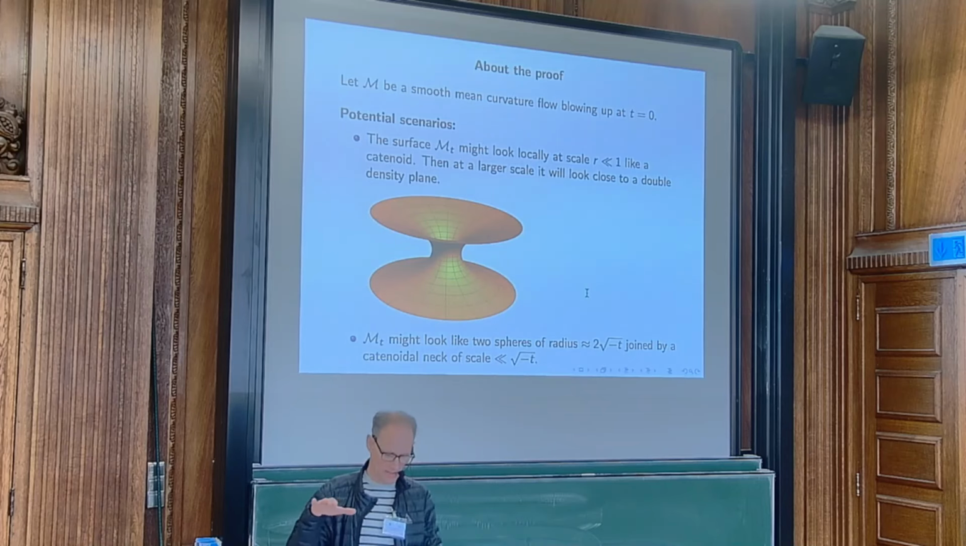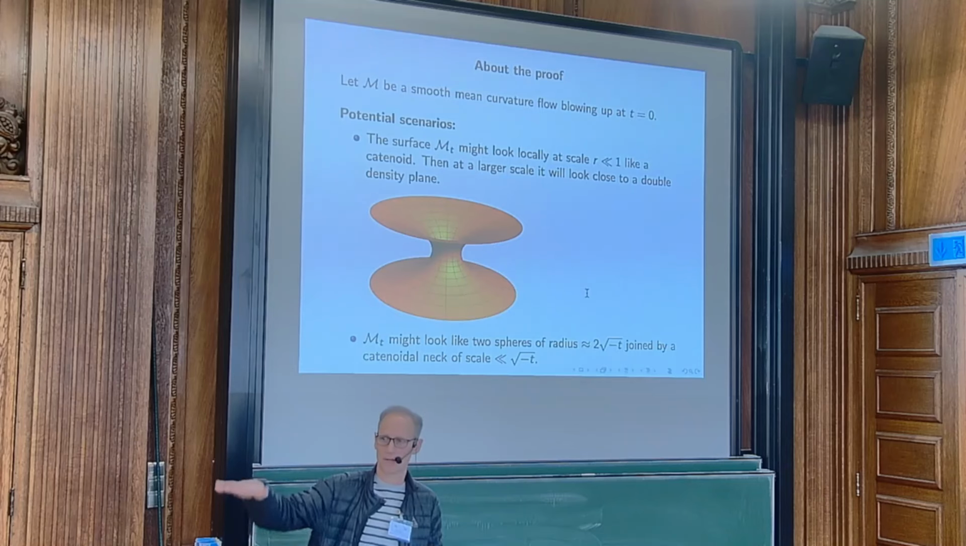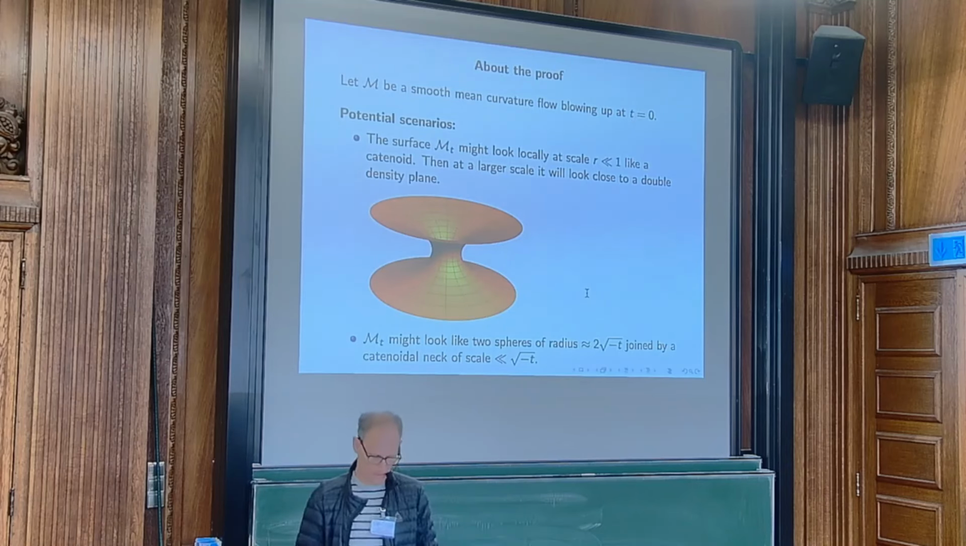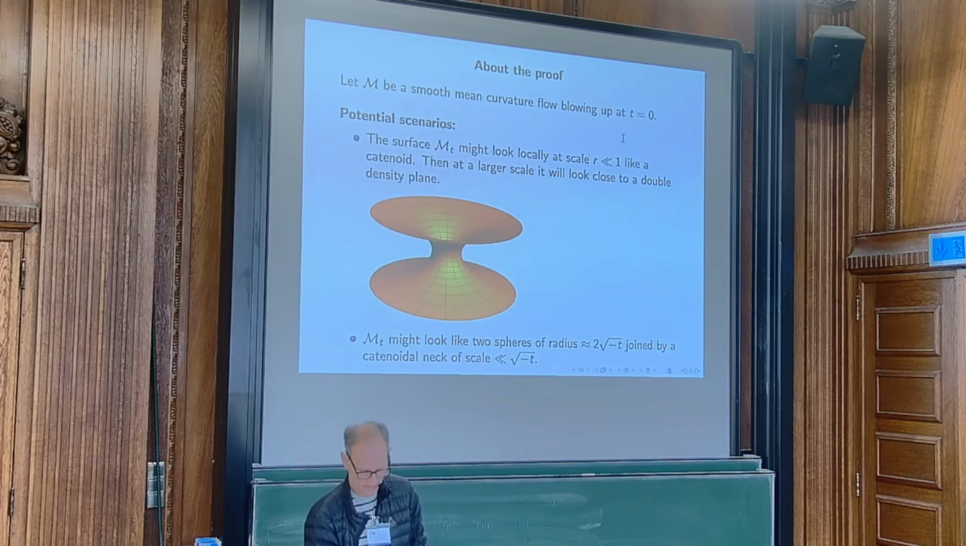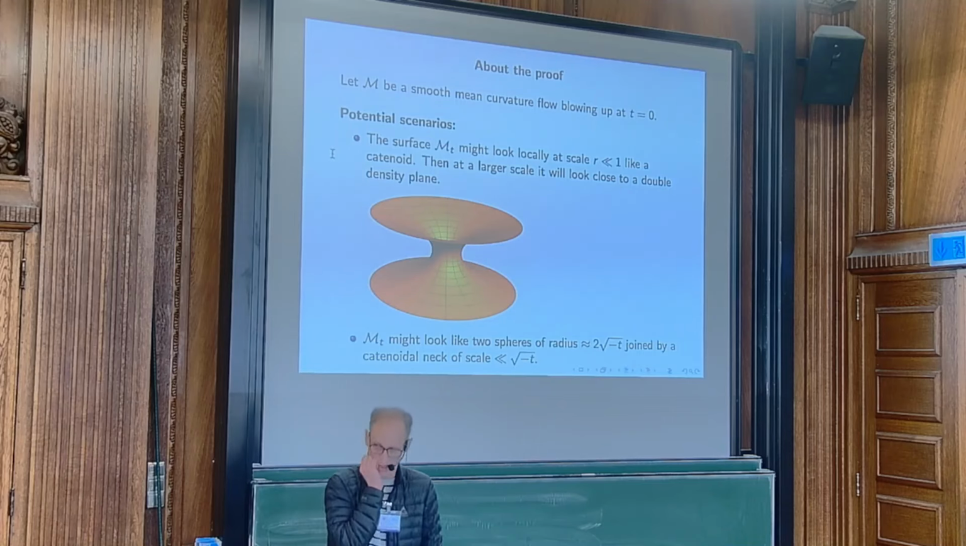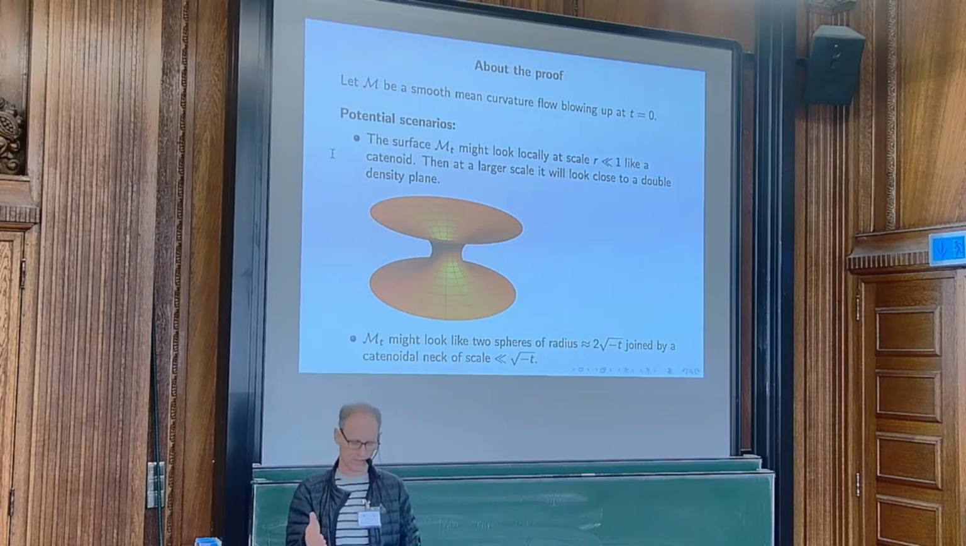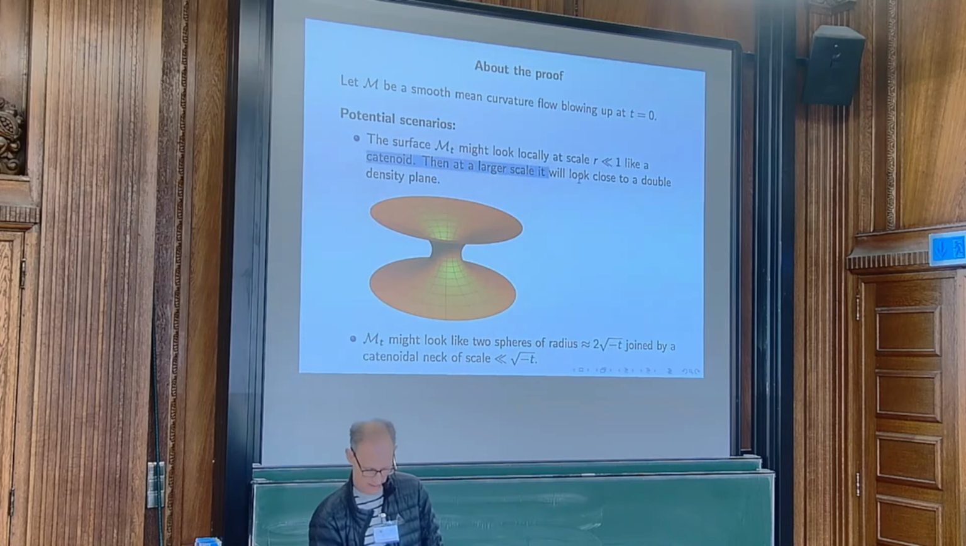Okay, so let me try to indicate how we approach the first version of the Multiplicity One Conjecture, which was Ilmanen's version for what happens at blow-up time for a smooth mean curvature flow. So let's shift time so that the flow blows up at time 0, defined for some negative time. So two scenarios to think about are as follows. Maybe the surface looks locally at some small scale r like a catenoid.